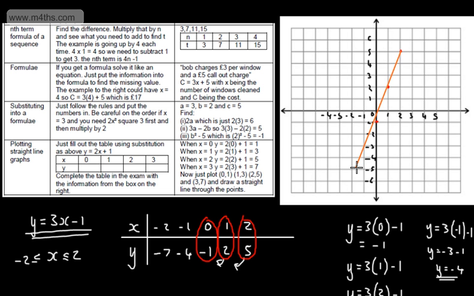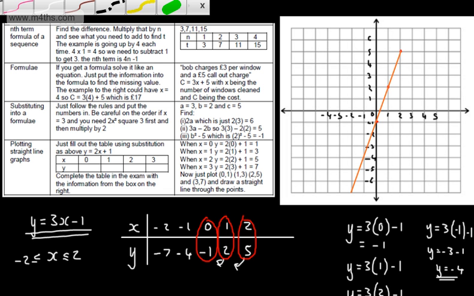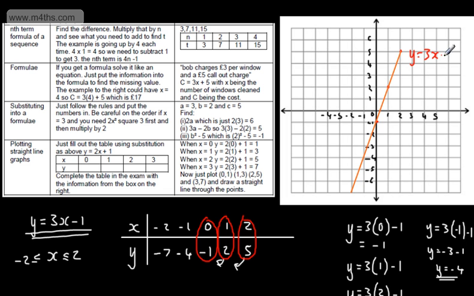We're asked to draw this from -2 to +2. So -2 is going to give me just there, and we can see that it goes through. So that is all we're asked to do. That is what we've done, and we can label this up. Y is equal to 3x minus 1. So y is equal to 3x minus 1.